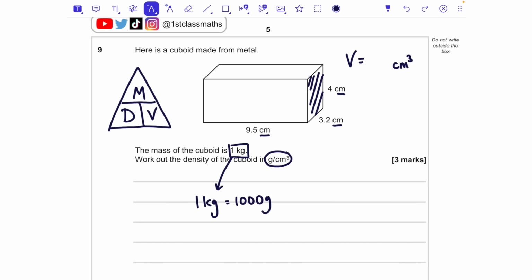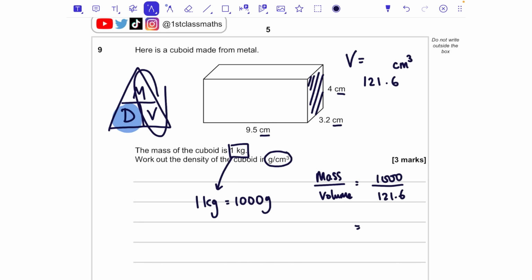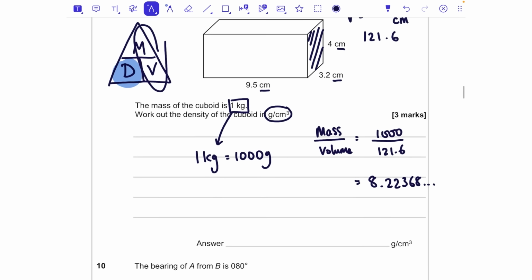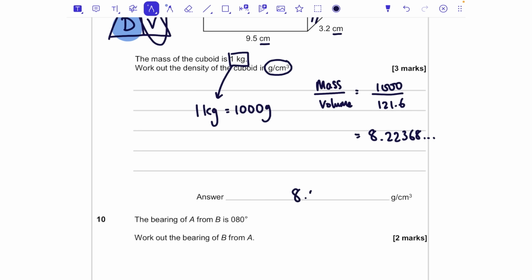So I'm going to type that in my calculator. 4 times 3.2 times 9.5. And that's going to give you a volume of 121.6 centimetres cubed. Now work out the density. So if we want the density, cover that up and do the sum that's left behind. So we're going to do mass divided by volume, which is 1,000 divided by 121.6. 1,000 divided by 121.6 gives me a density of 8.22368, and so on. We're going to give that to, let's just go for 3 significant figures, 8.22.